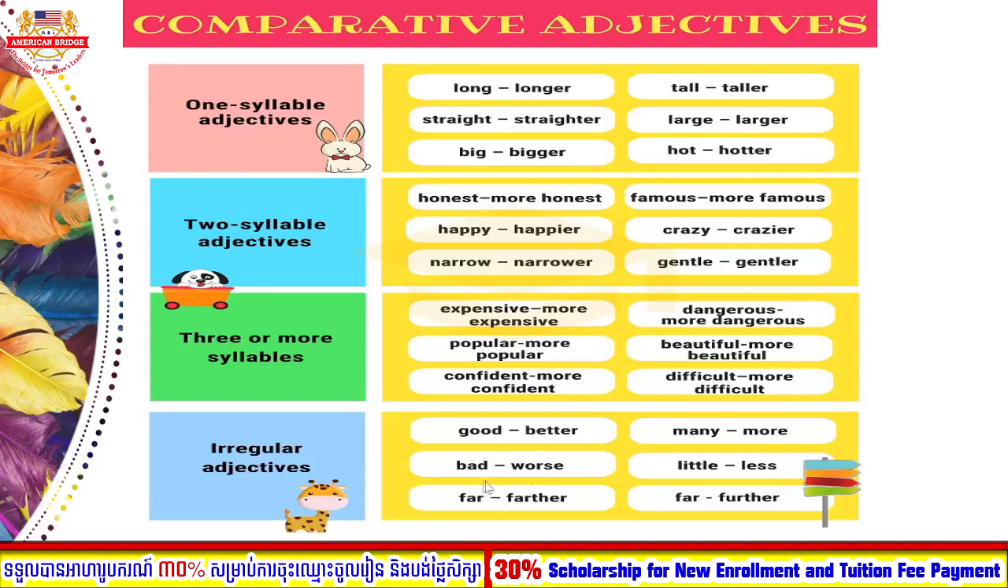But all of this one we call irregular adjectives. You cannot change these adjectives with er or ier, or by adding more. You need to change them to another word, like good, you need to change it to better; many, more; bad, worse; little, less; far, farther, right? Okay, so now let's move to the next one.